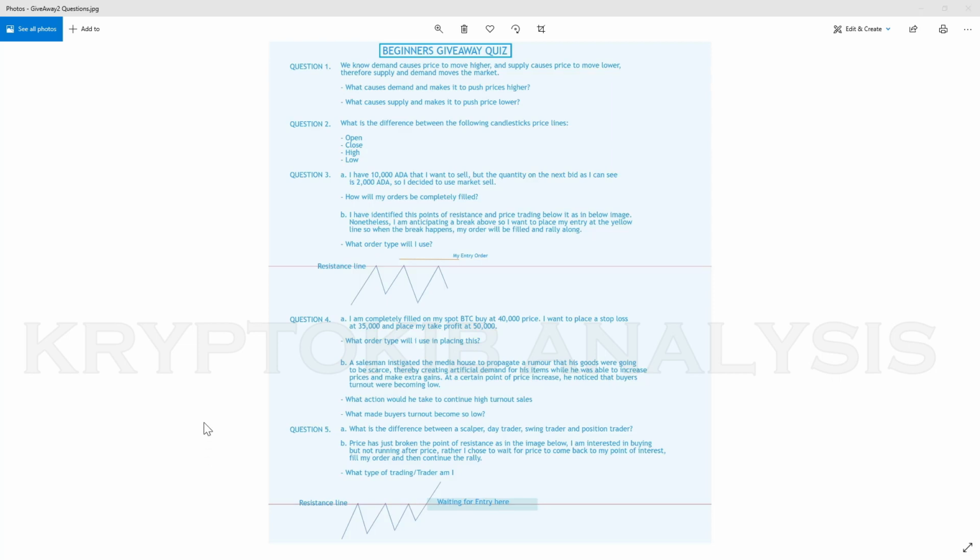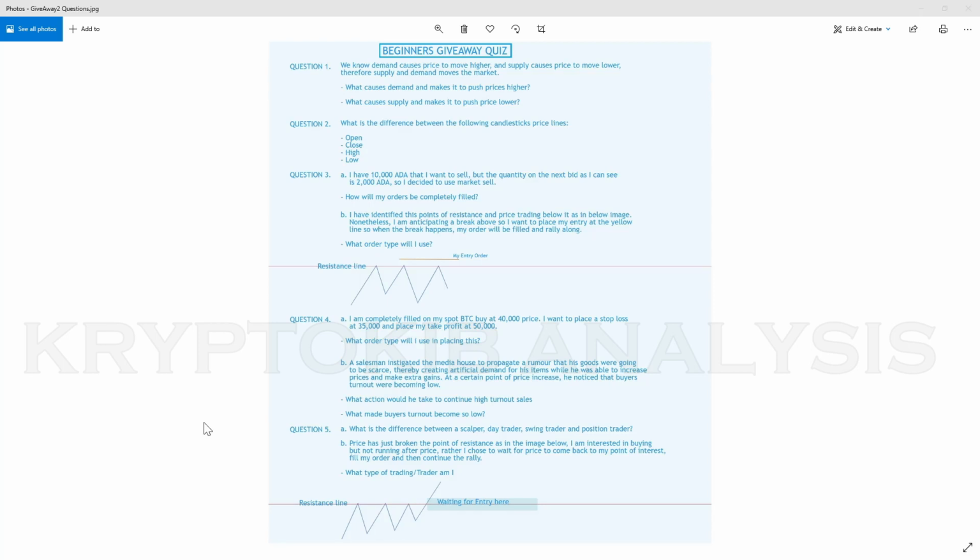This is quite simple. What is the difference between the following candlestick price lines: open, close, high and low? We all know that the open of a candlestick is the starting price, where the trade starts for that particular period. And the close is where both the sellers and the buyers were able to agree on the price, where the price ends for that particular period. Whereas the high is the highest price reached and the low is the lowest price reached. So that is quite simple.